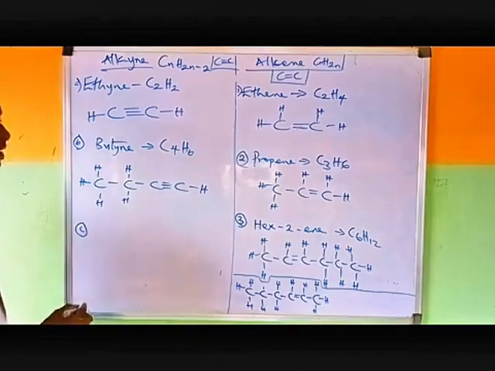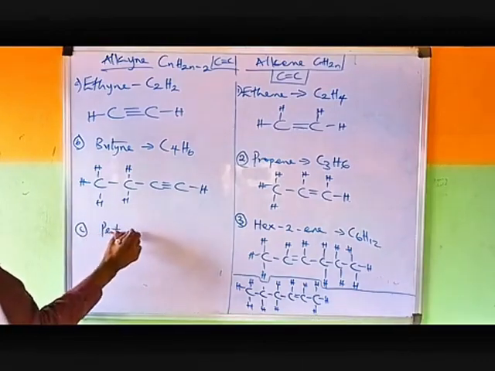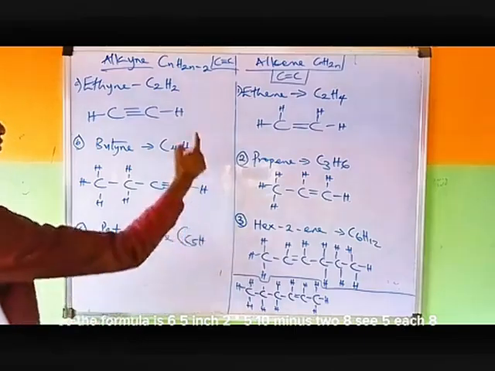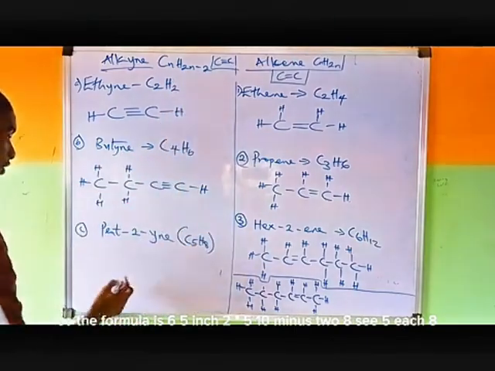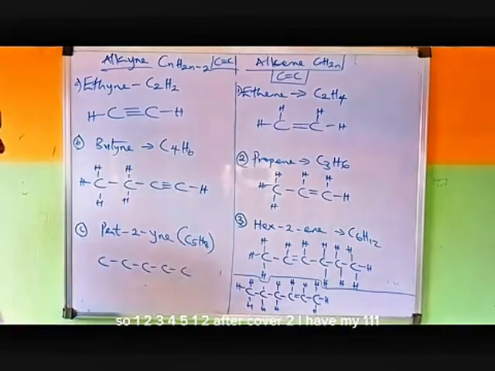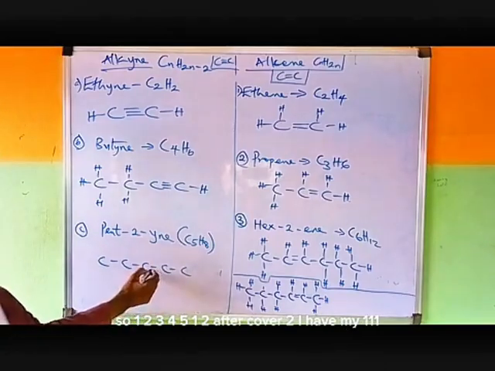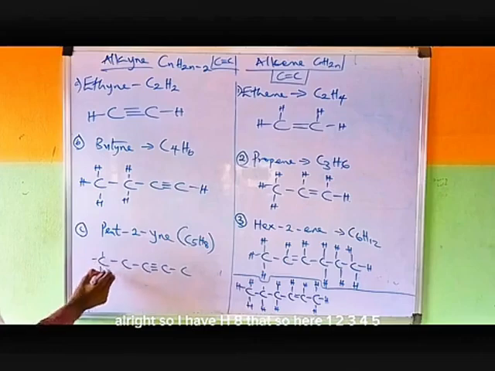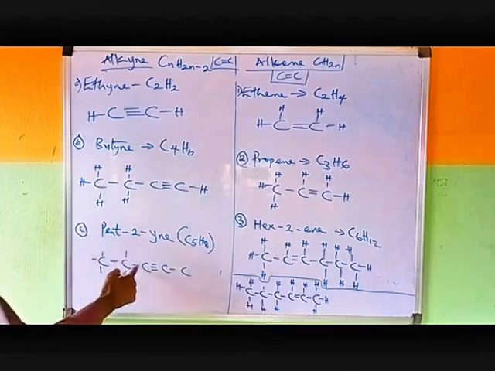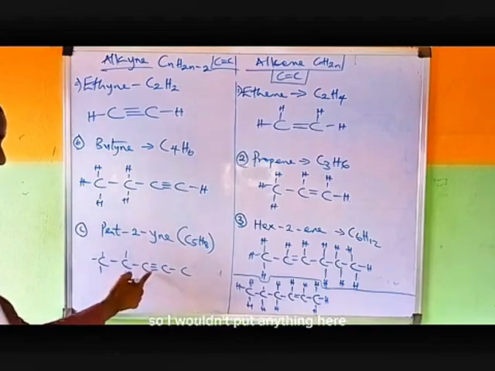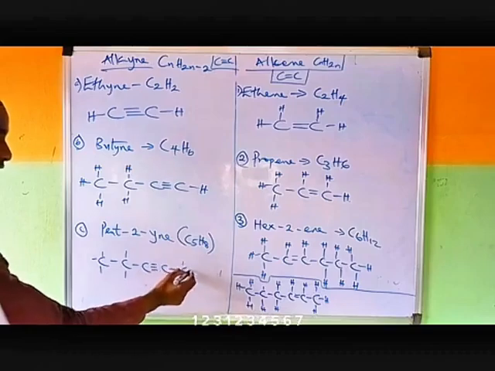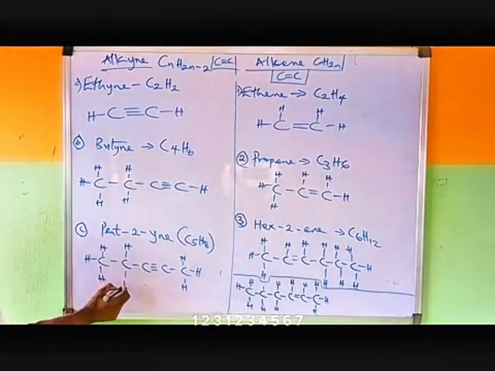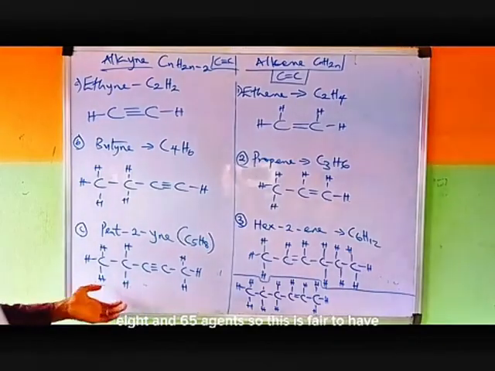Let's check pent-2-yne. It's still pentyne, so the formula will be C5H, 2 times 5, 10 minus 2, 8. C5H8. So 1, 2, 3, 4, 5. 1, 2. After carbon 2, I have my triple bond. So I have H8 left. So here, 1, 2, 3, 4, 5. I already have 4 bonds attached here, so I won't put anything here. I have 4 attached there, nothing here. I have only 1 here, so 1, 2, 3. 1, 2, 3, 4, 5, 6, 7, 8. And C5H8. So this is pent-2-yne.